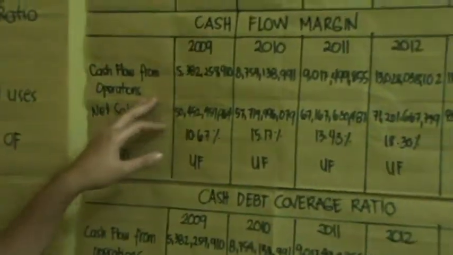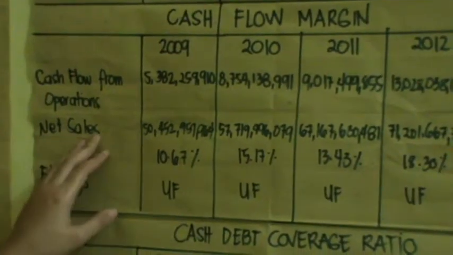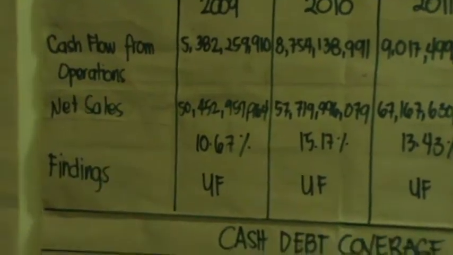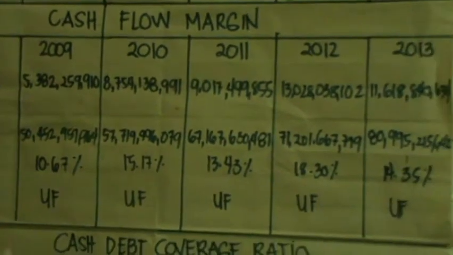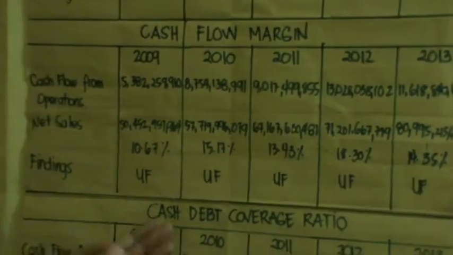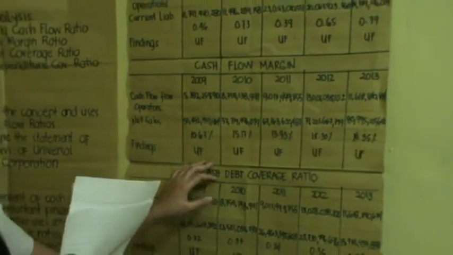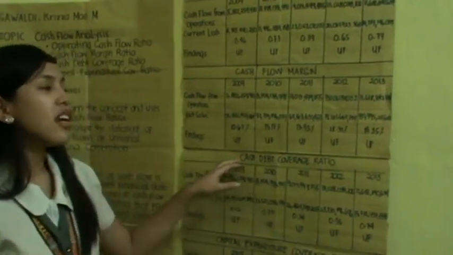Next is the cash flow margin ratio. This one will just divide the cash flow from operations, which can be found, of course, in the cash flow, over the net sales. And the net sales, we can find on the income statement. And again, as you can see, the company is not that profitable since I arrived at unfavorable ratios for the past 5 years. Its cash flow margin ratio shows that this company is not that efficient in translating its peso sales into cash.